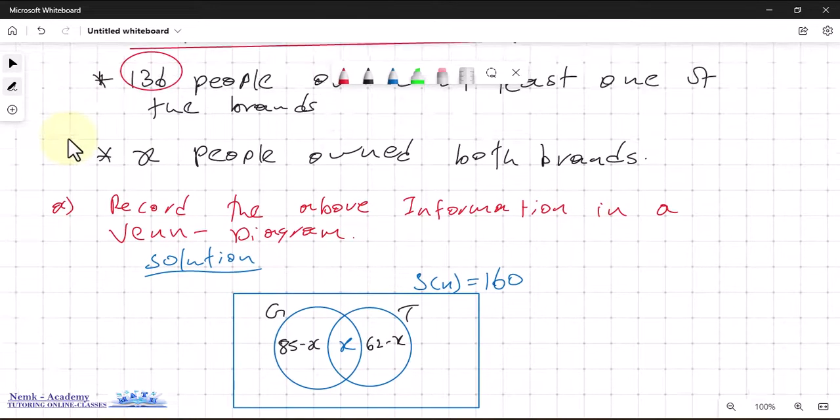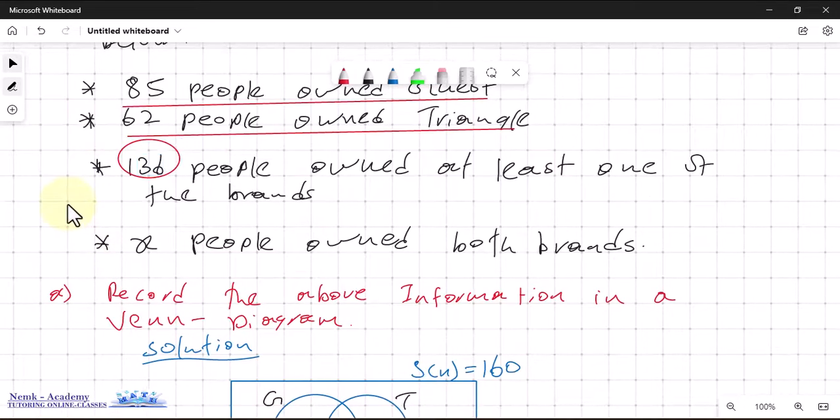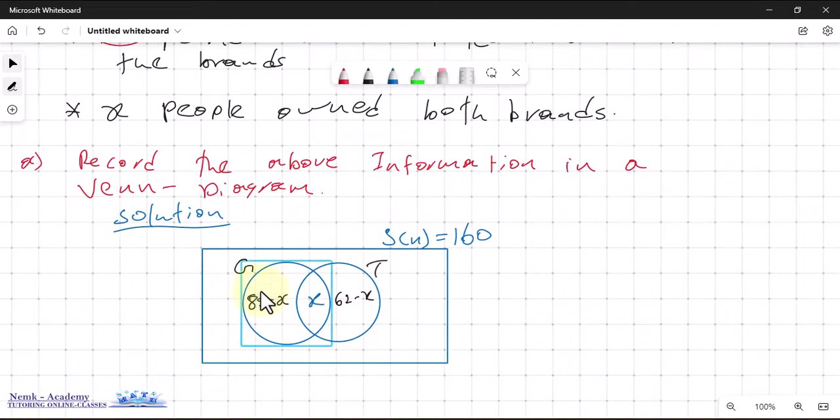Then this statement, 136, what are they saying? They're saying that the total number of people in these circles, the total number of people who own these jeans, how many are they? They are 136 combined, whether they own Guess jeans only, or both Guess and Triangle jeans, or Triangle jeans only. How many are they? They are 136.